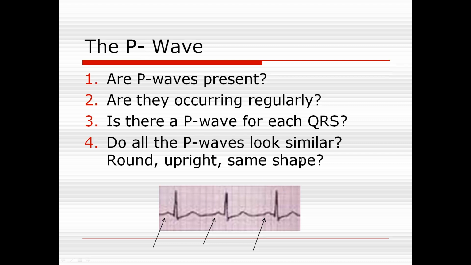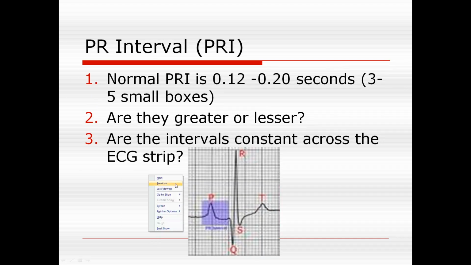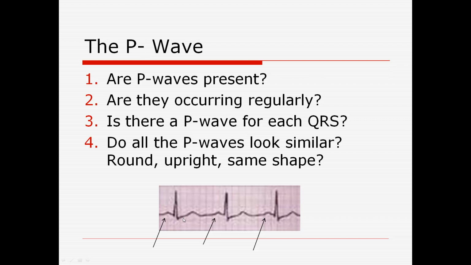Do all the P waves look similar? Yeah, you can tell these are all P waves. They look pretty similar. Now, we can do the same. Do all the QRSs look the same? Yes, they do. Do all the T waves look the same? Well, pretty much. Notice this one's a little bit thinner than this one, but we still have a T wave.